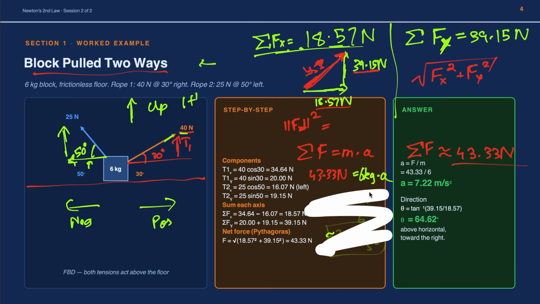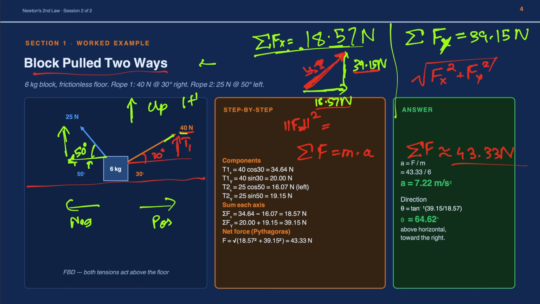And what's going to be the direction here? The direction is just going to be the arctangent of force y over force x, right? It's the y component over the x component. Basic vector math. So it's going to be 39.15 over 18.57. The newtons cancel out, but I'll just put them in just in case. And then that angle should give you approximately 64.62 degrees.